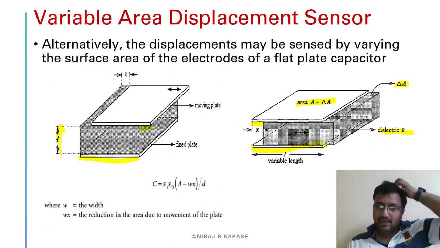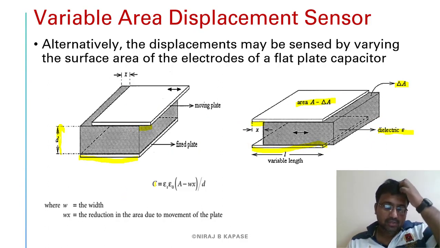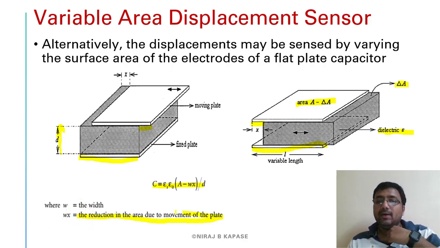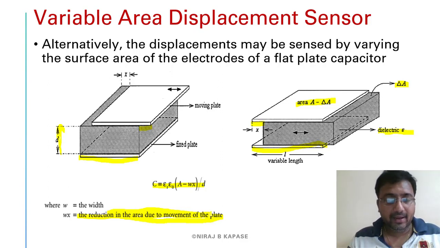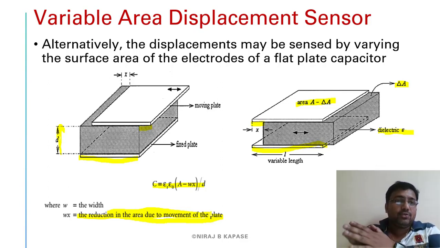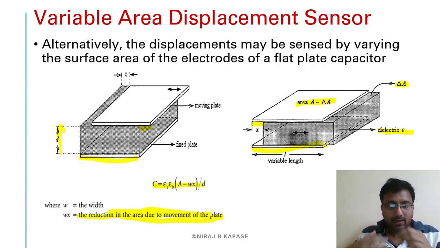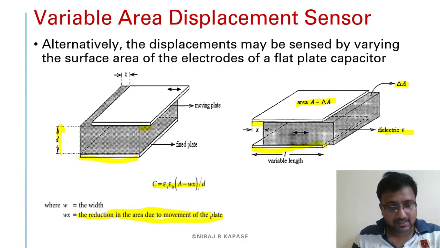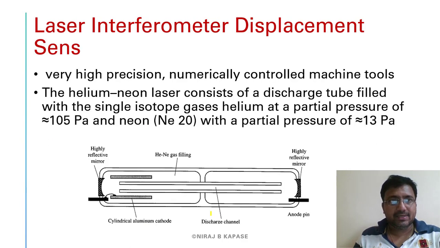As I have explained, this is the fixed plate and this is the movable plate. So we get C is equal to epsilon r into epsilon naught into A minus W of x into T, where W is the width and W of x is the reduction in the area due to the movement of the plate. So we find the reduction in the area due to the movement of the plate, and then we calculate the actual displacement of the sensor, or measure the distance. So this is the way we are going to measure the distance. All right, so this is about the capacitive displacement sensor.